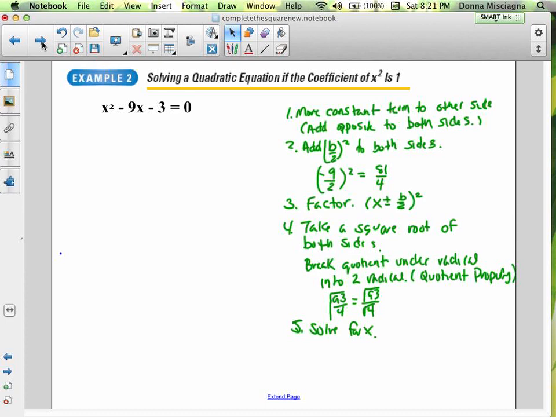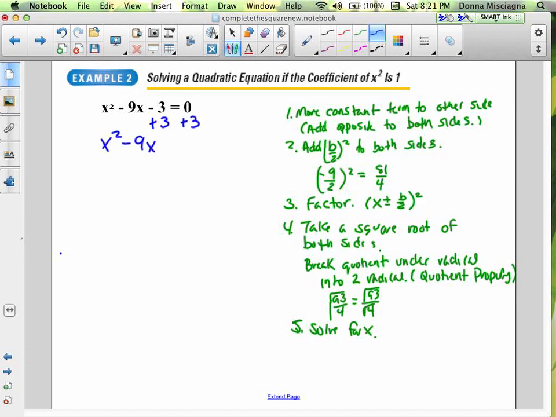your notes. All right, so we have x squared minus 9x minus 3. All right, a is 1, so we don't have to worry about that. So we're going to move the constant term to the other side. We're going to add the opposite to both sides. So we're going to add 3 to both sides. So that gives us x squared minus 9x equals 3.